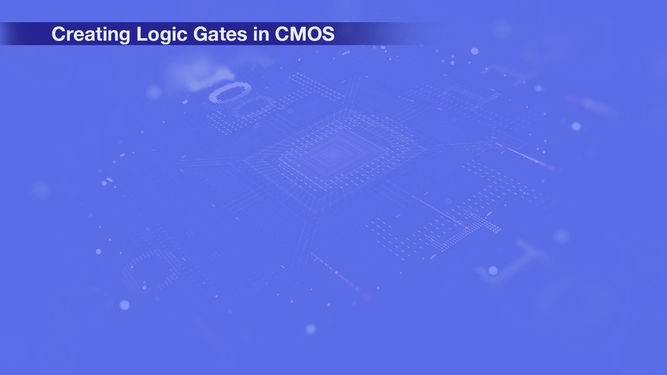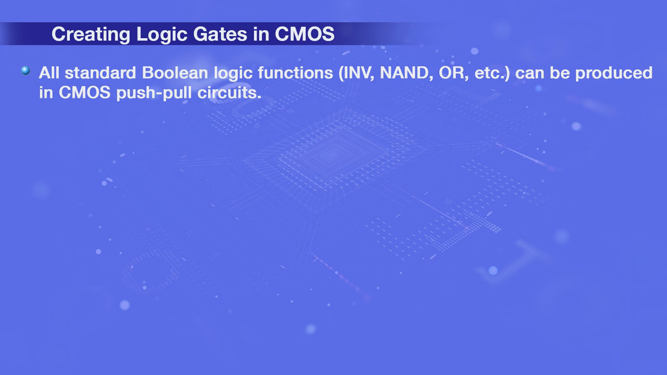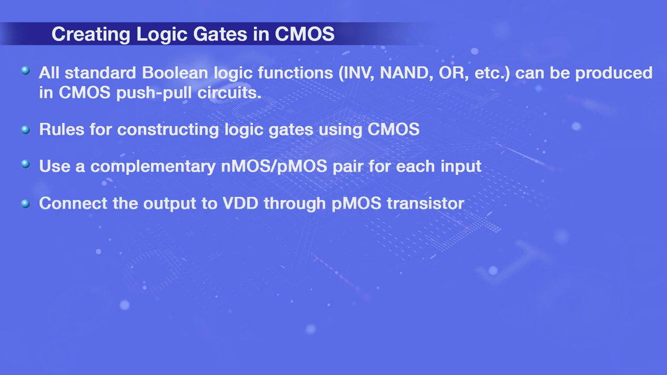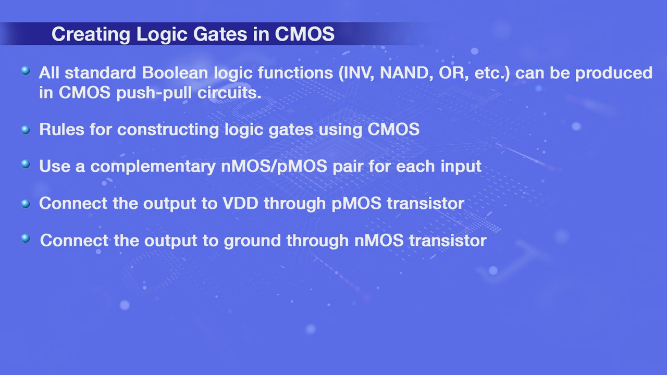So let's discuss by creating a logic gate in CMOS. All standard Boolean logic functions like inverter, NAND, NOR can be produced using this CMOS network. It has a pull-up network and a pull-down network. So there are some rules for the construction of these logic gates. Here we use a complementary NMOS or PMOS pair for each input. We connect the output to VDD through a PMOS transistor. We connect the output to ground through an NMOS transistor. In CMOS, the output is always high or low.